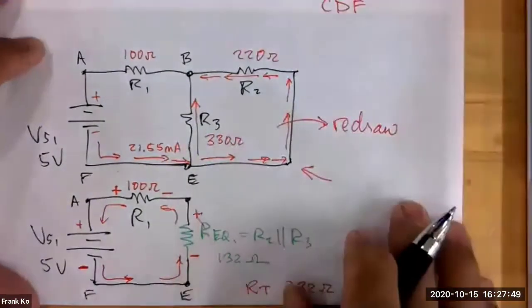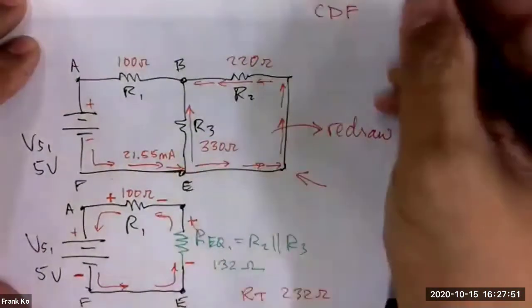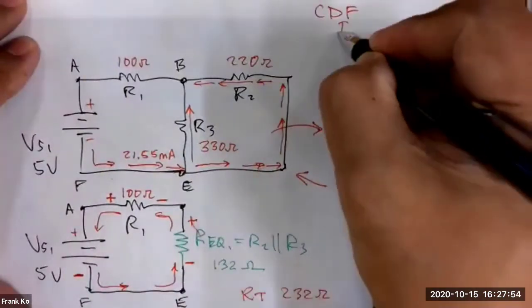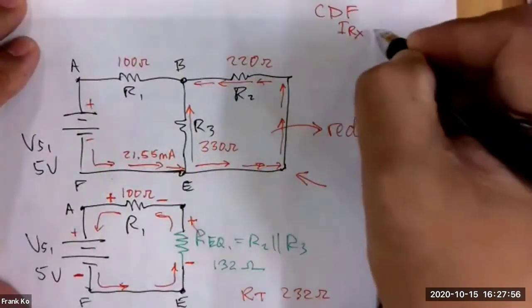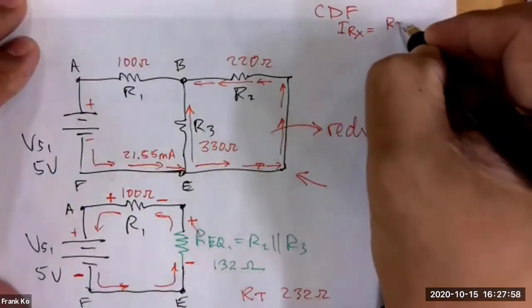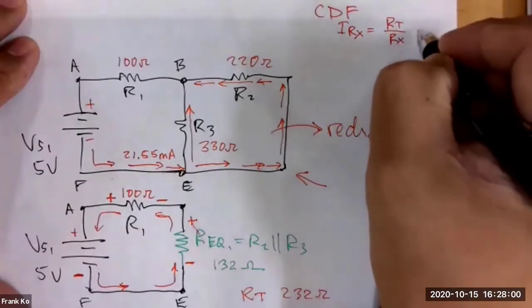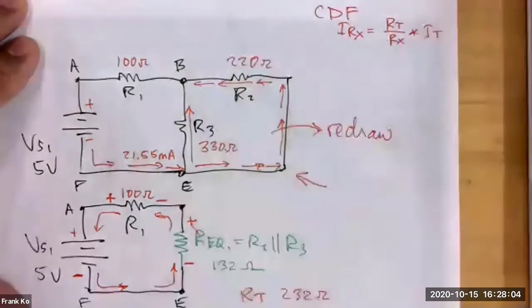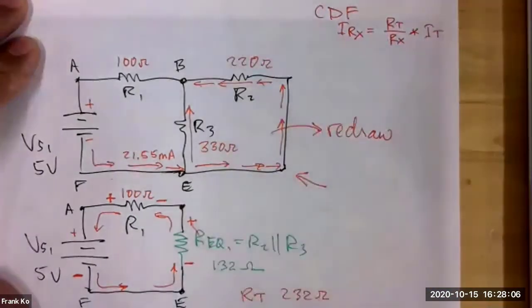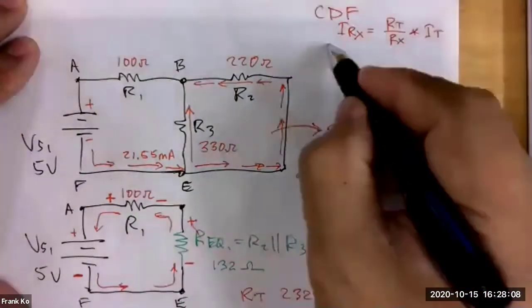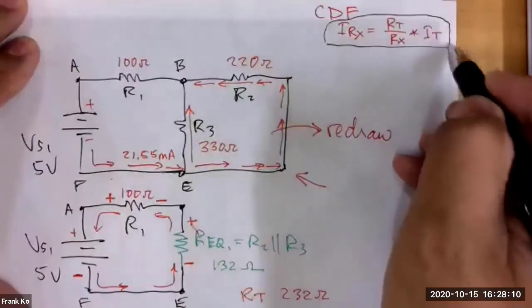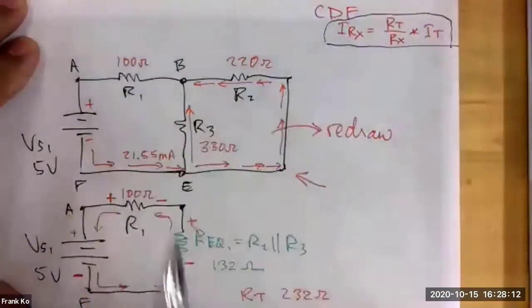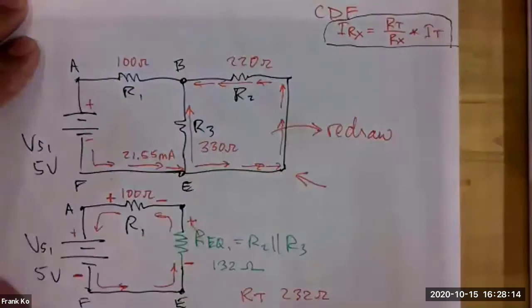CDF for current divider formula. And keep in mind, IRX is equal to RT over RX times I total. That is the general form of the current divider formula. How are we going to apply that specifically to R2 and R3? We're going to do this.